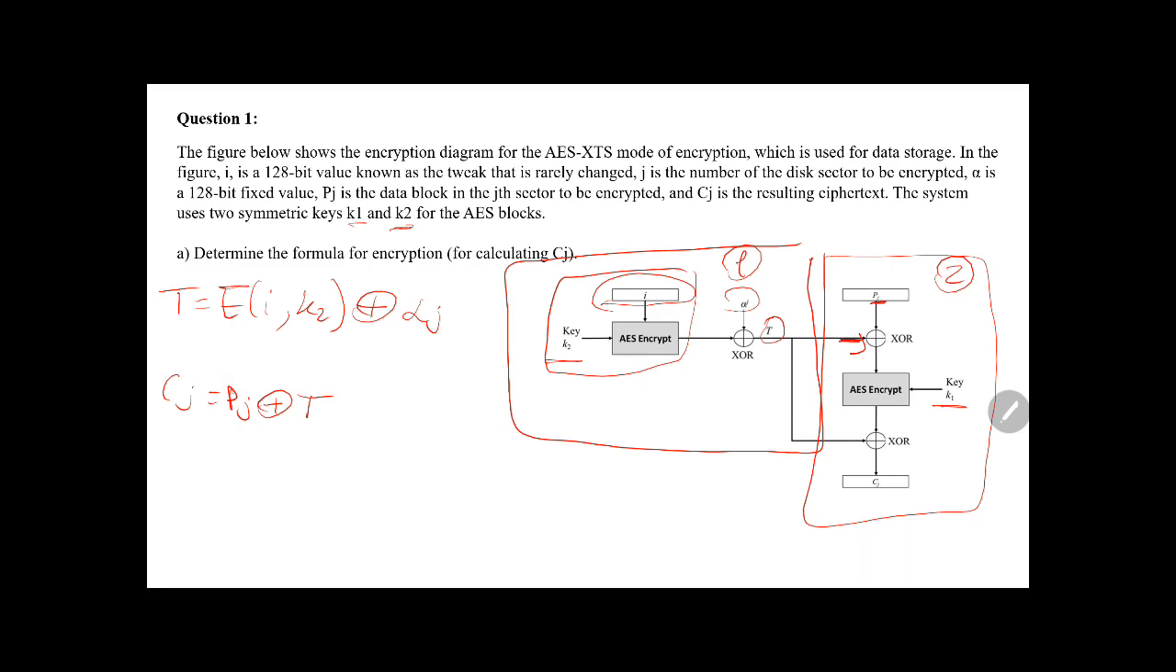And then we encrypt all this using this encryption block with key K1. So we can put an equal here and do an encryption block here with K1, and then finally we XOR this all again here with the same T, and we have our cipher block CJ.